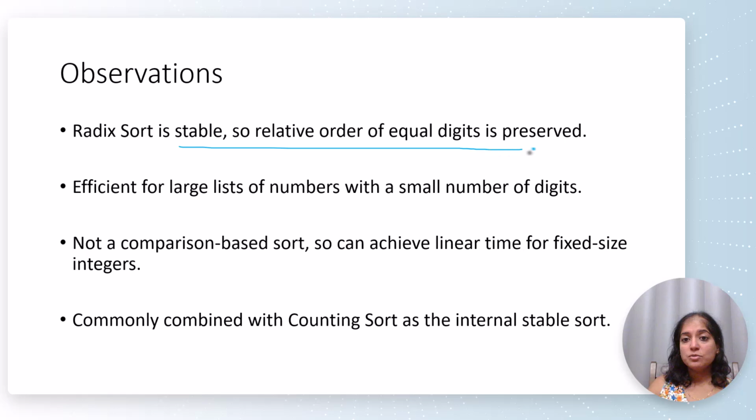It is a stable sort, so the relative order of equal digits is preserved. It is efficient for a large list of numbers with a small number of digits. It is not a comparison based sort, so we can achieve linear time for fixed size integers, and generally it is combined with counting sort as the internal stable sort.